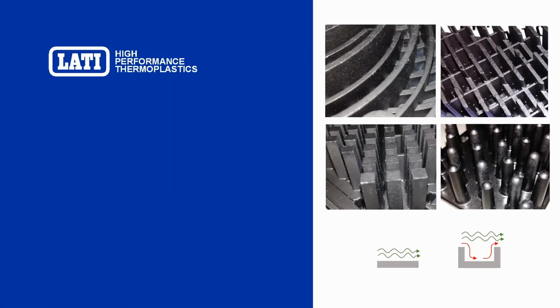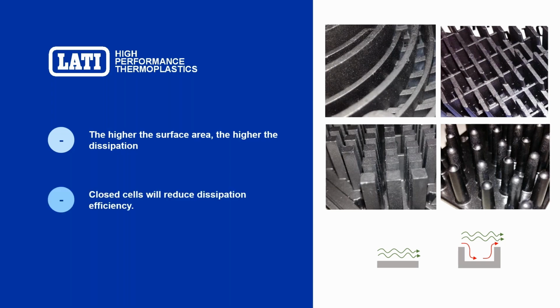You can see in these pictures that you have a wide flexibility in the design, and this is thanks to the fact that you can injection mold this component. In general, the higher the surface area, the higher the dissipation, as we understood. And take care, avoid closed cells, because they will reduce the dissipation efficiency. This is because air will find difficulties in flowing, and so the convection is hindered somehow.